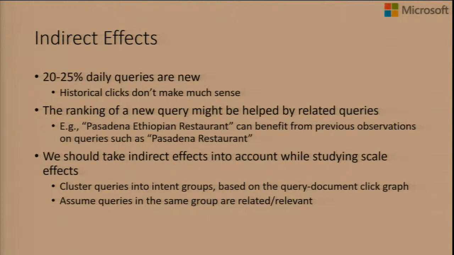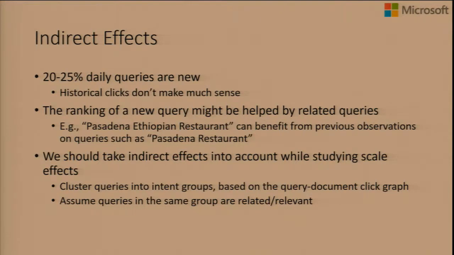So we further conduct some study about the indirect effects. According to some reports, more than 20% of daily queries are new. For new queries, usually we do not have many historical clicks. Therefore, historical clicks do not make much sense. For this kind of queries, search engines usually leverage related queries, similar or semantically related queries, to help the ranking of a new query. Therefore, we should take indirect effects into account while studying scale effects, especially for those new queries.